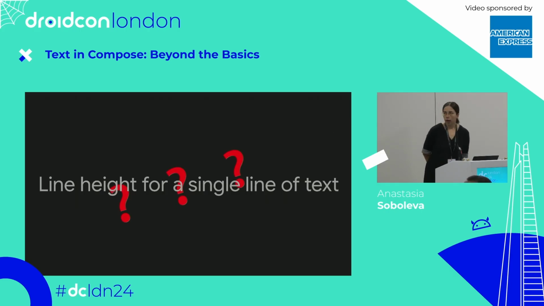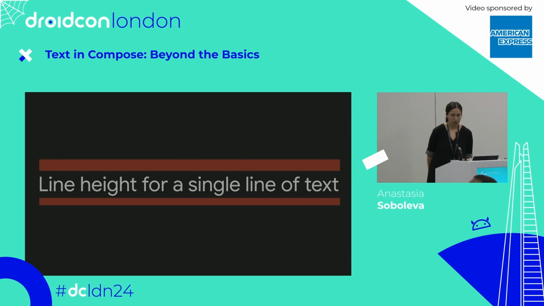Okay, but if you only have a single line of text, what does the line height mean in this case? Because you don't have another baseline to refer to, right? How do we set the line height in this case? So in this case, we actually end up adding a bit to the top and a bit to the bottom to make up for the desired line height value.